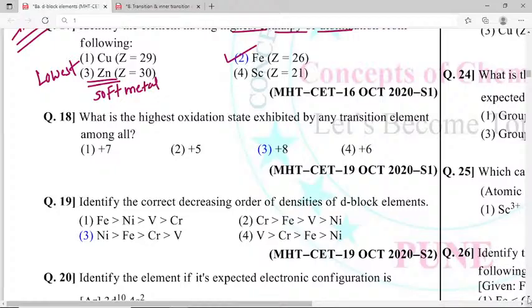What is the highest oxidation state exhibited by any transition element among all? +8, osmium. Osmium tetraoxide, OsO4, or ruthenium tetraoxide. Osmium and ruthenium both are elements having +8 oxidation state. Next highest is +7 for Mn, Mn +7. Then +6 for chromium, chromium +6.